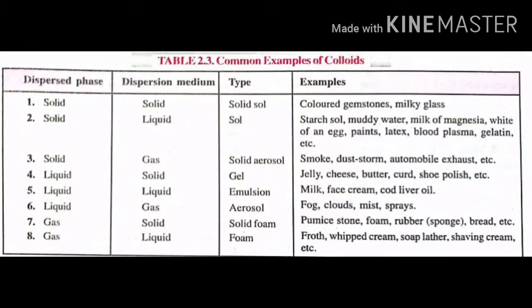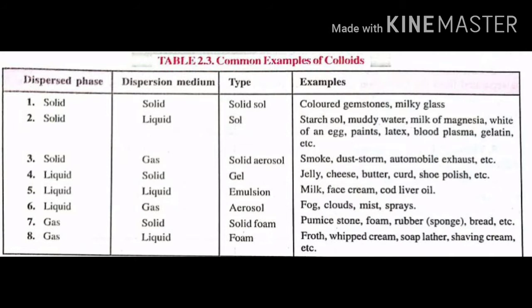Colloids are classified according to the state, that is solid, liquid or gas, of the dispersing medium and the dispersed phase. A few common examples are given in the table. Common examples of colloids: first one, dispersed phase, then dispersion medium, type of the colloid, examples for the type.